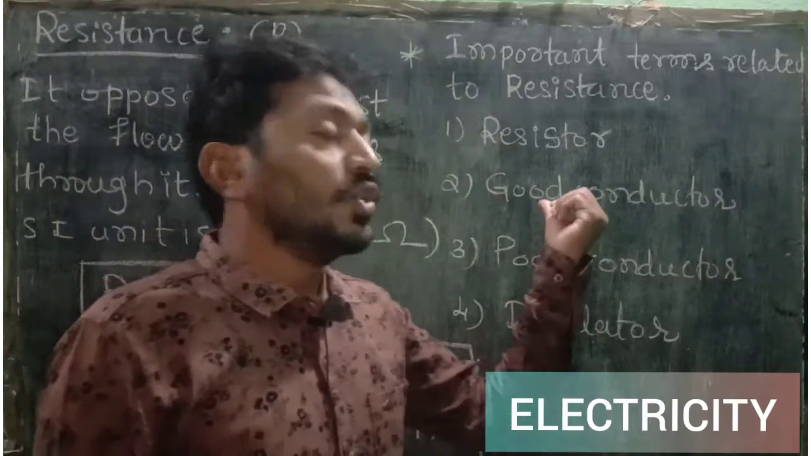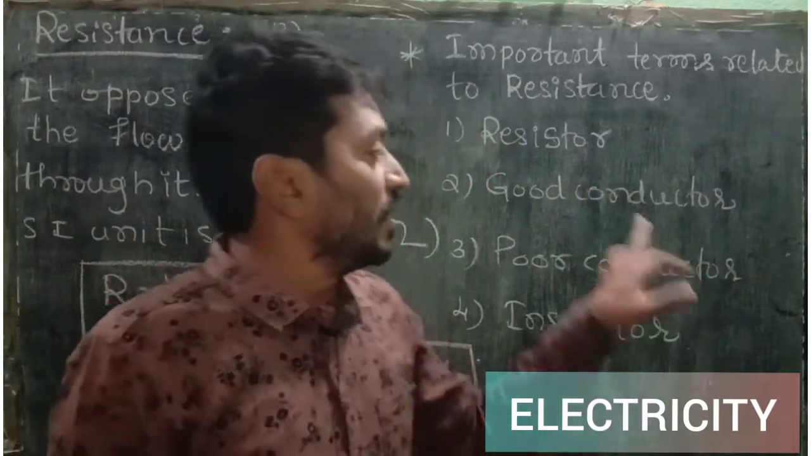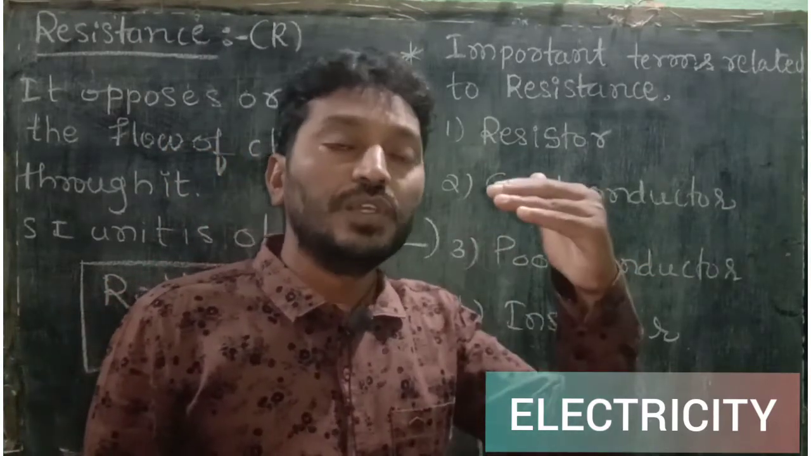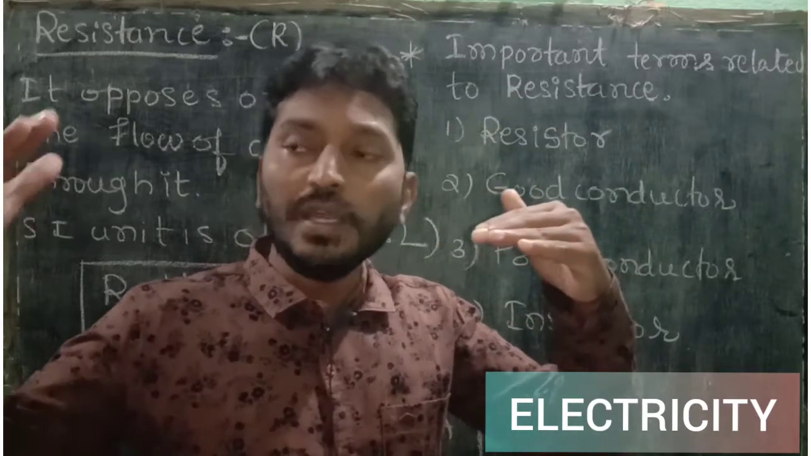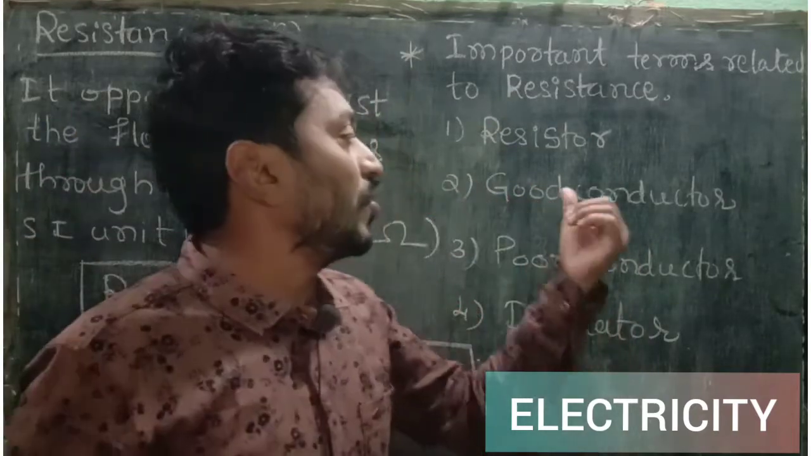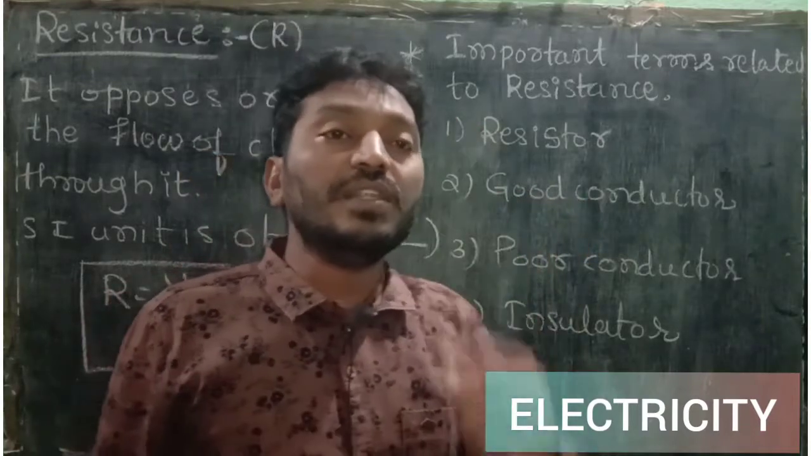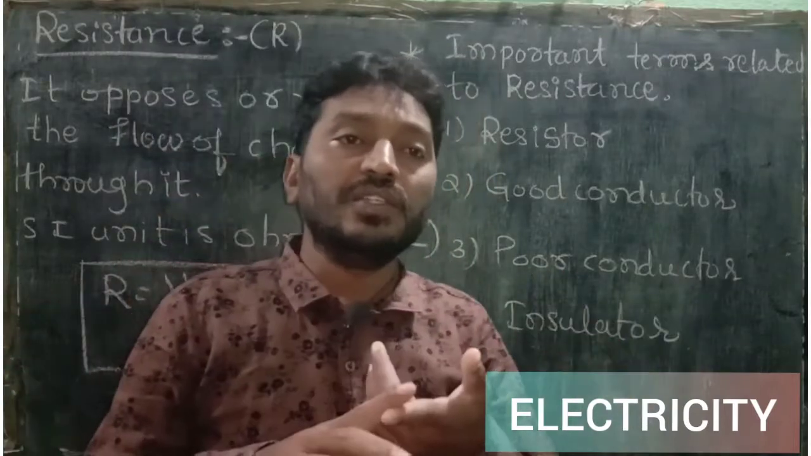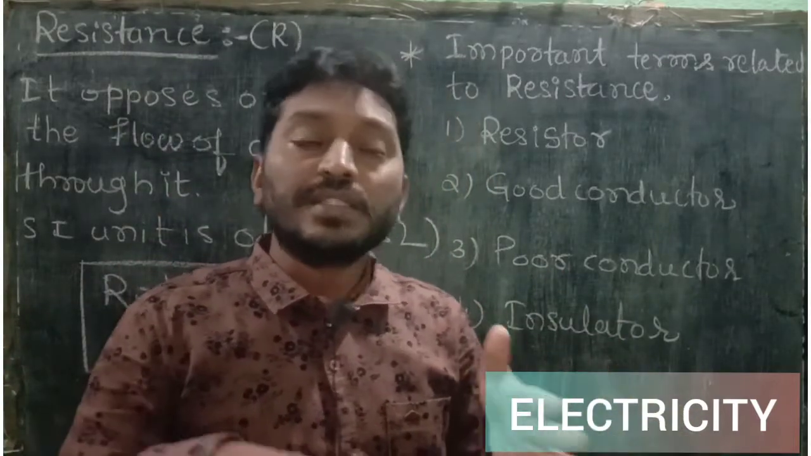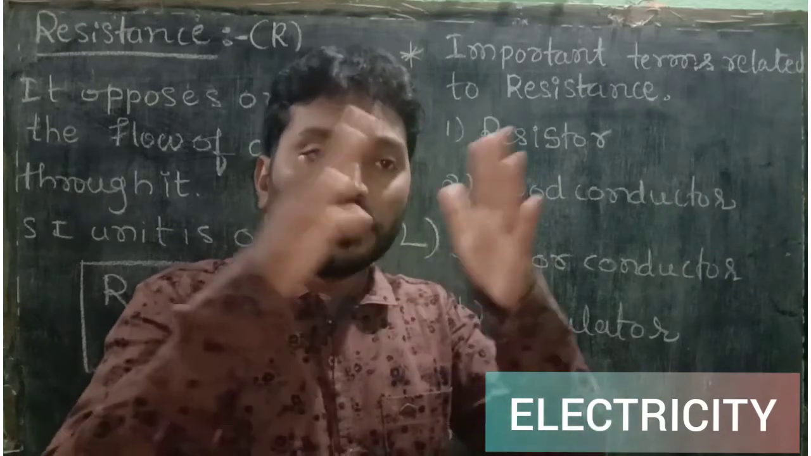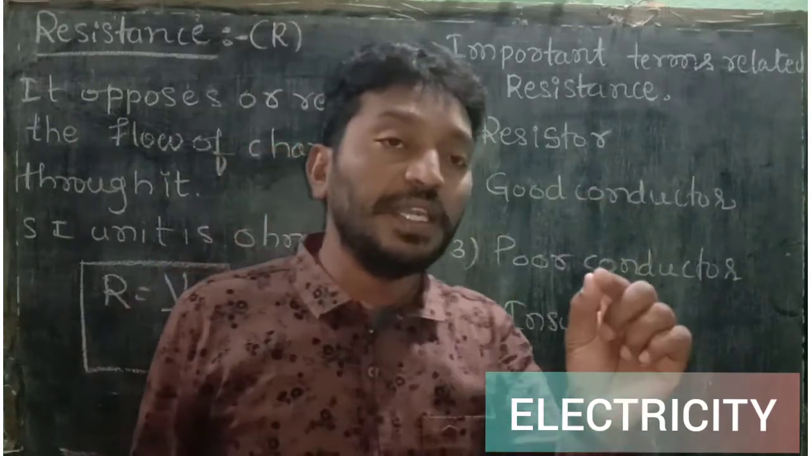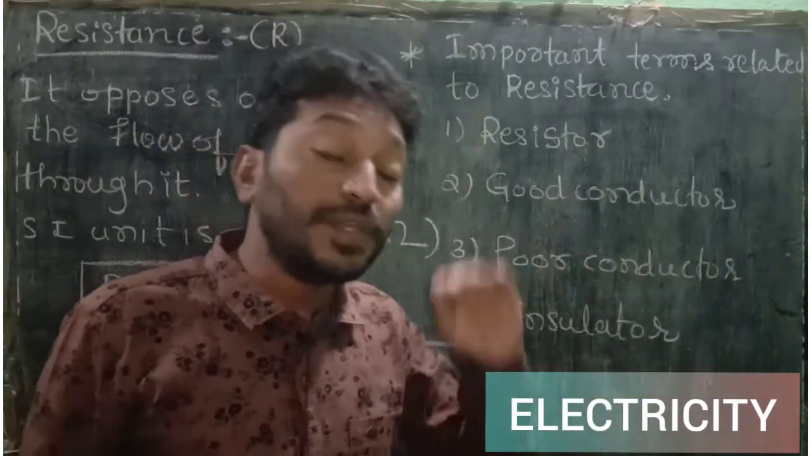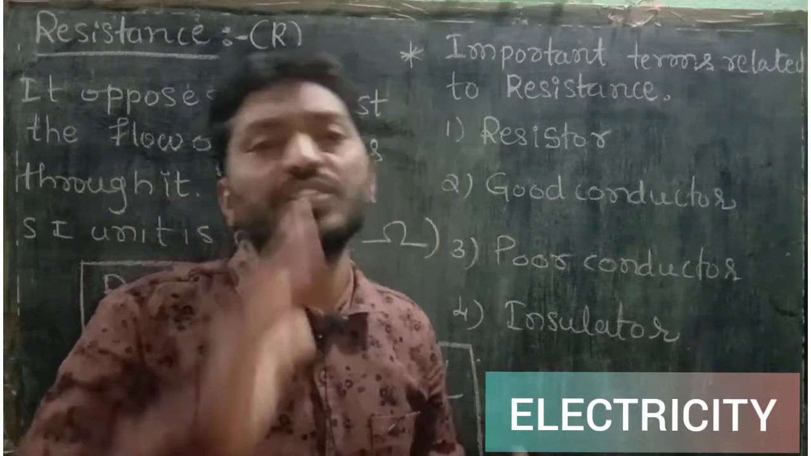The second one is the good conductor. What is a good conductor? These are the materials which offer very low resistance to the path of the electric current. So they are called good conductors. Silver is among the best conductors actually. Many are there: iron, gold, silver, aluminium. These are all good conductors of electricity, but silver especially is an excellent conductor of electricity because it offers very low resistance.